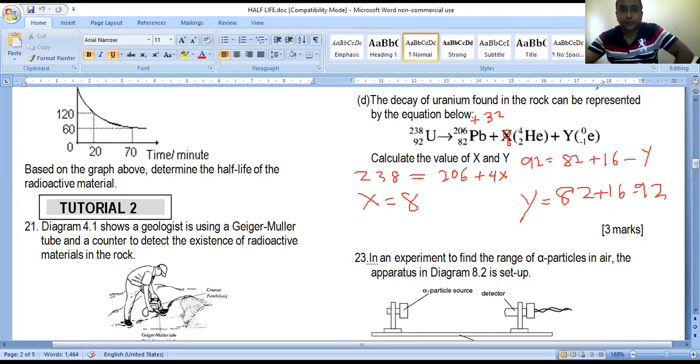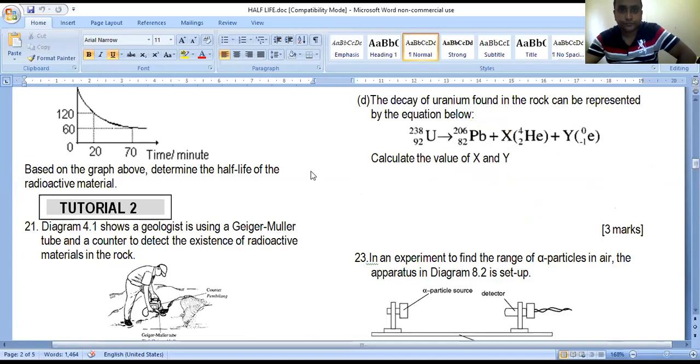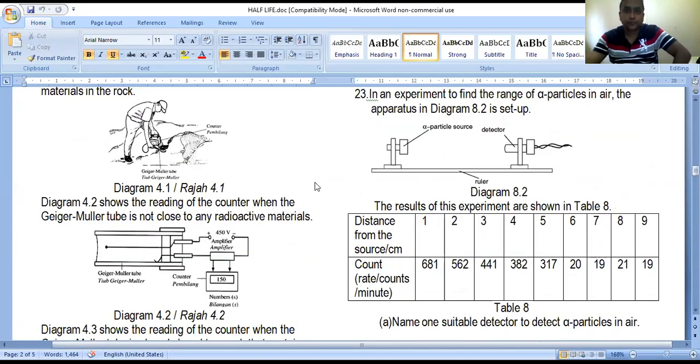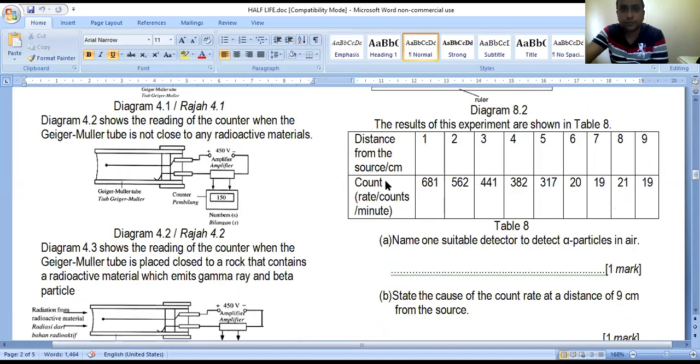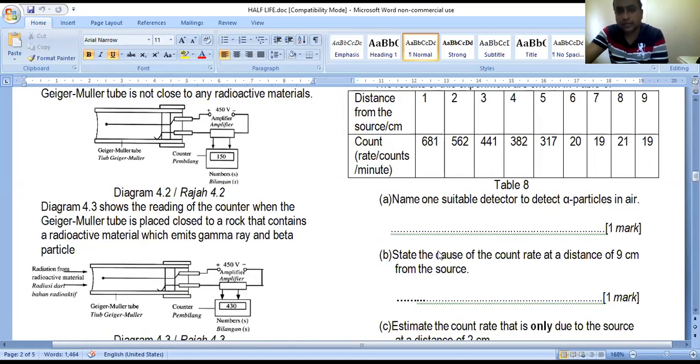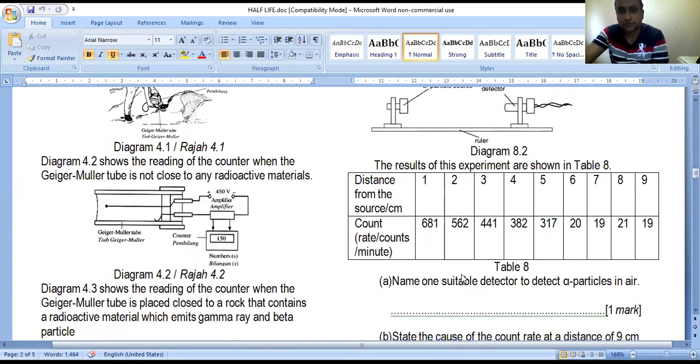Okay. Next. In an experiment to find the range of alpha particle in air, the apparatus in diagram 8.2 is set up. State one suitable detector to detect alpha particle. So this one you can write GM tube. Okay. And then state the cause of the count rate at the distance of 9 cm from the source.